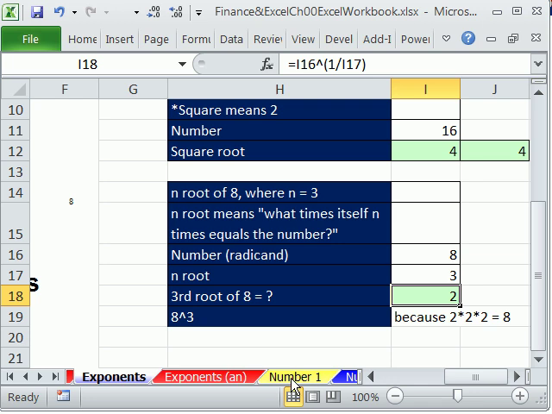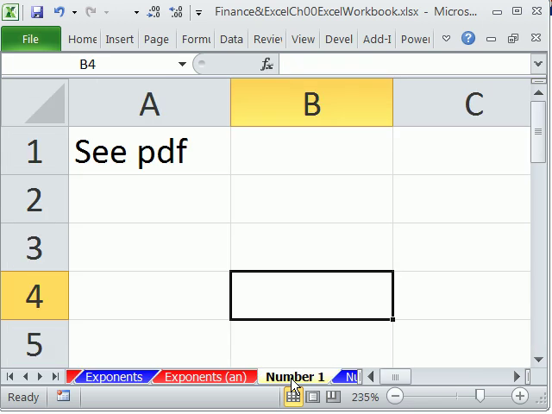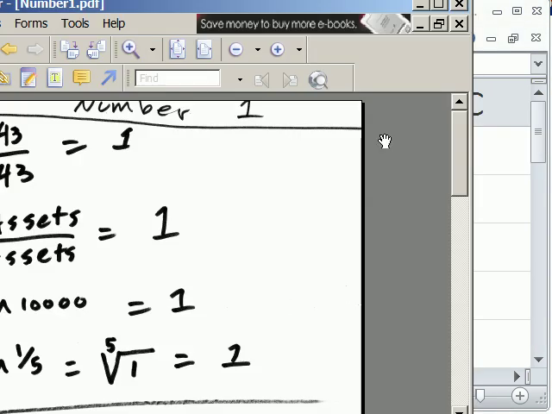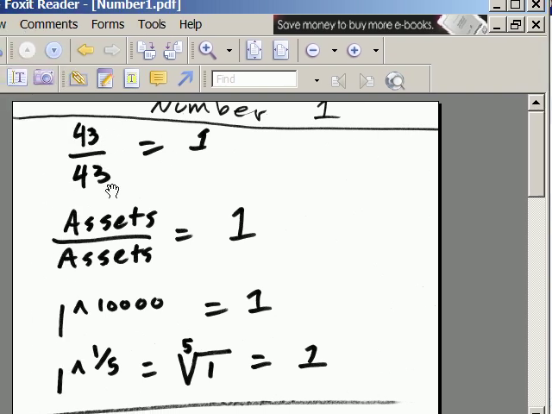order of operation and math symbols. We got to talk about the number 1. The number 1 is a magic number. Anything divided by itself is 1. 43 divided by 43, 16 divided by 16, whatever. X squared times y divided by x squared times y is 1.